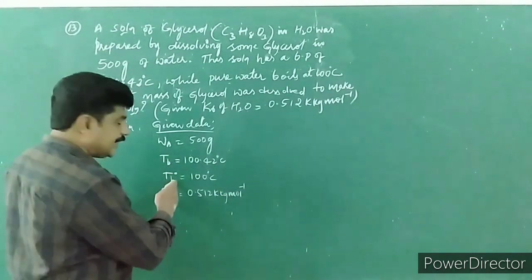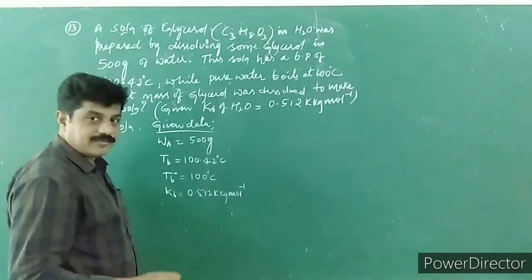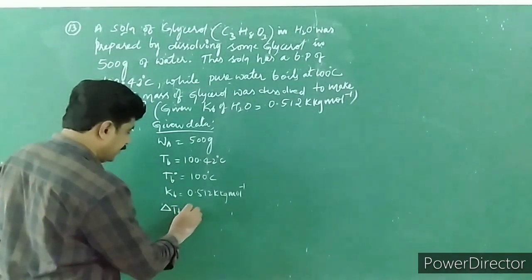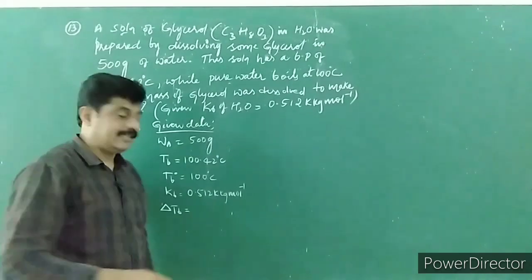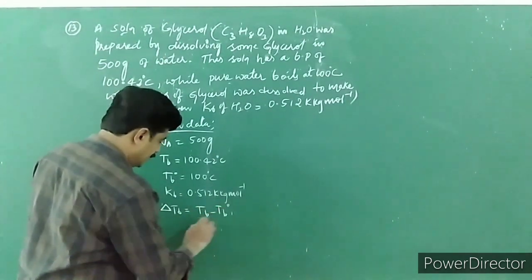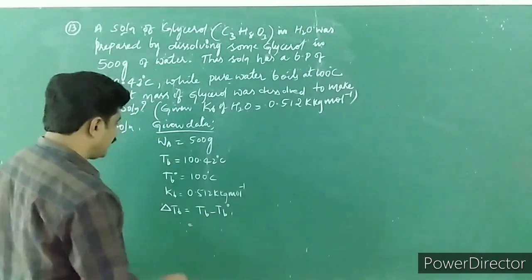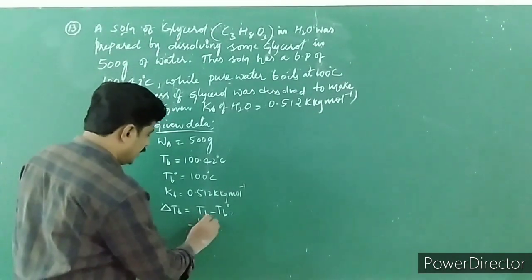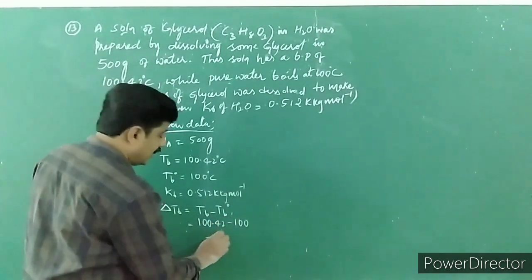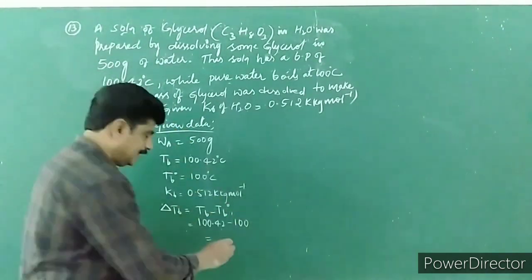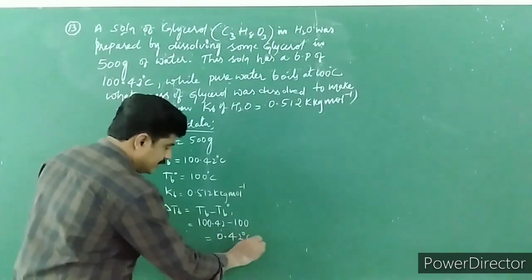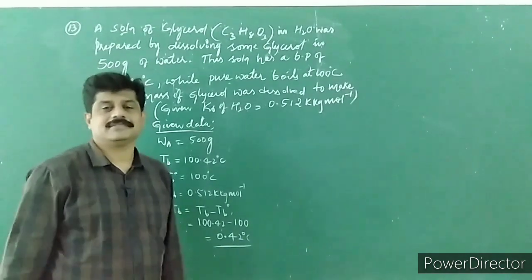Now Tb is given, Tb naught is given. Now it is easy for you to find out the delta Tb. Children, delta Tb expression, you know that is Tb minus Tb naught. Now Tb is how much here? Tb is equal to 100.42 minus Tb naught is equal to 100. That means delta Tb is equal to 0.42 degree Celsius.